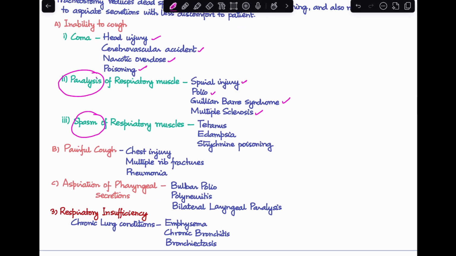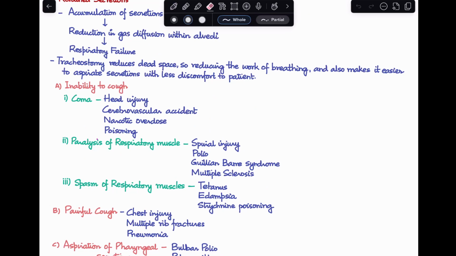Second is that the patient has painful cough, which can be due to chest injury or multiple rib fracture or a case of pneumonia. And lastly, third cause is when there is aspiration of pharyngeal secretions, and this can occur in bulbar polio, polyneuritis, bilateral laryngeal paralysis, which is due to bilateral abductor palsy.